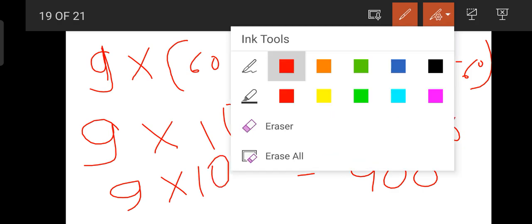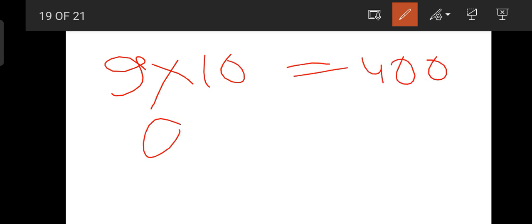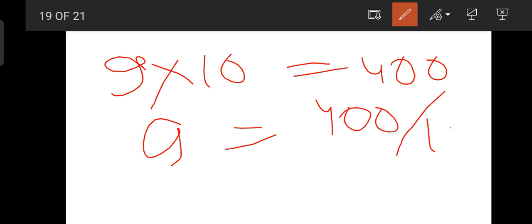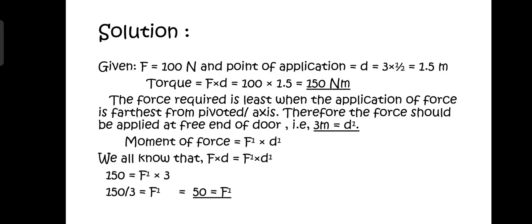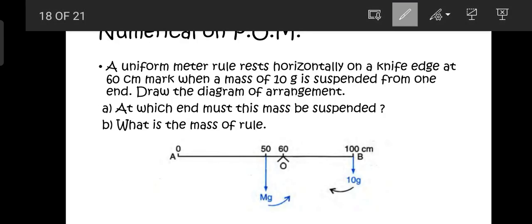Now here will be G into 10 and here will be 400. So G is equal to 400 upon 10, so G is equal to 40. So 40 gram is the answer. 40 gram should be suspended here.